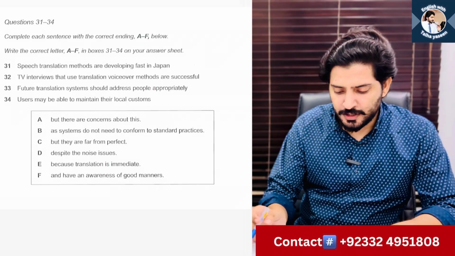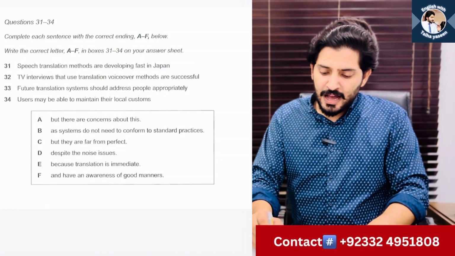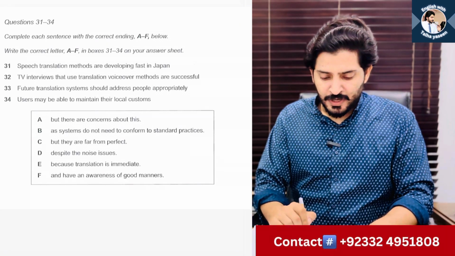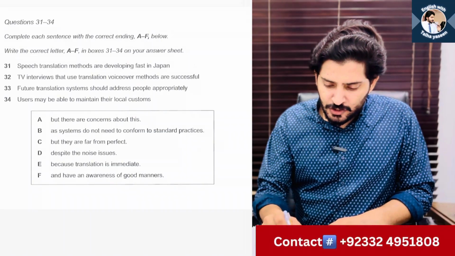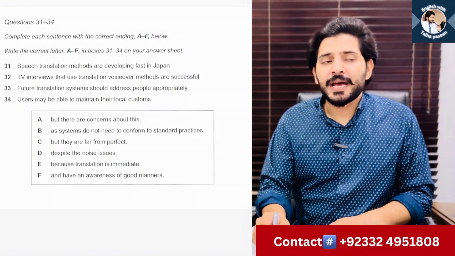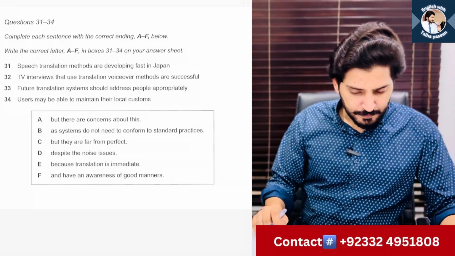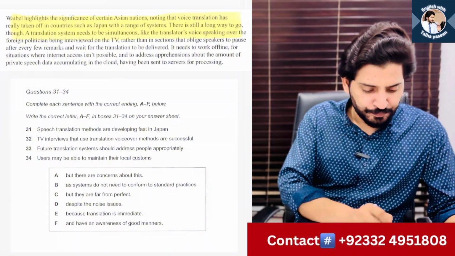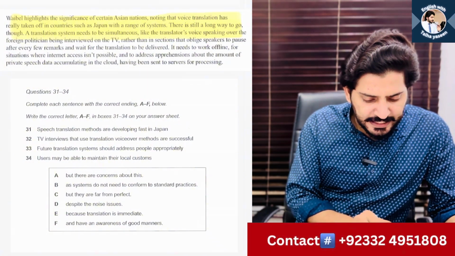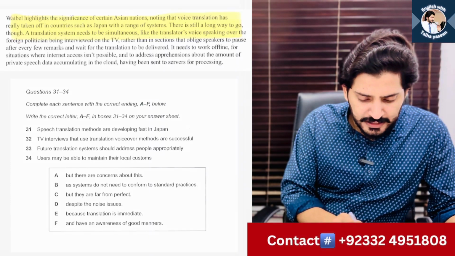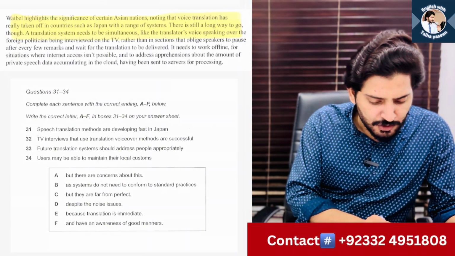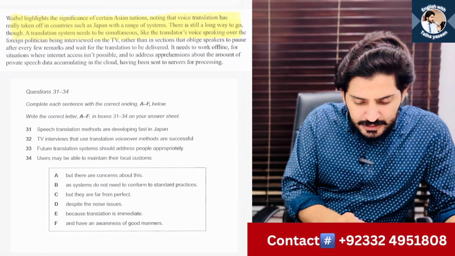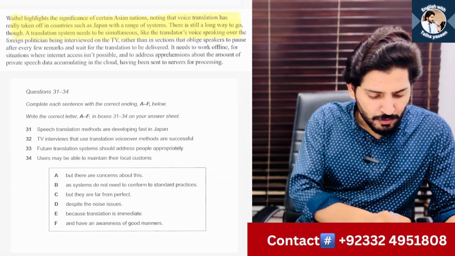31, 32, 33, 34. We have to find the answers from the table in which A to F options are given. 31. Speech translation methods are developing fast in Japan. Let's find the word Japan. Yes, it's given in the second passage, page 2. Weibel highlights the significance of certain Asian nations, noting that voice translation has really taken off in countries such as Japan, with a range of systems. There is still a long way to go, though.